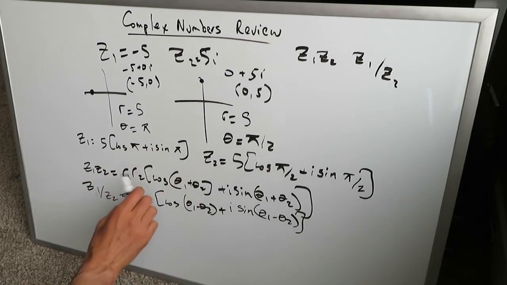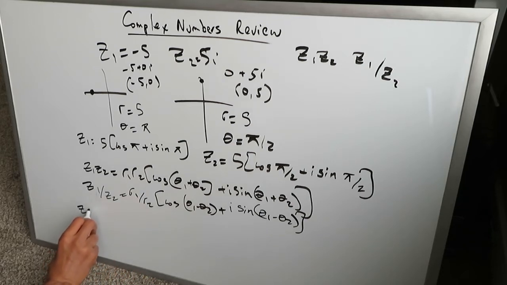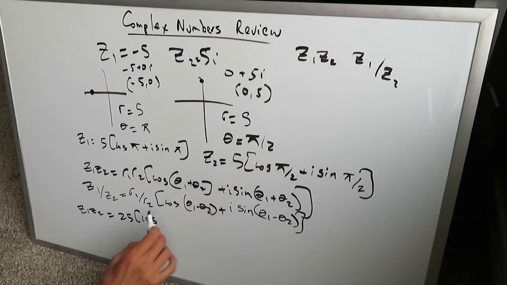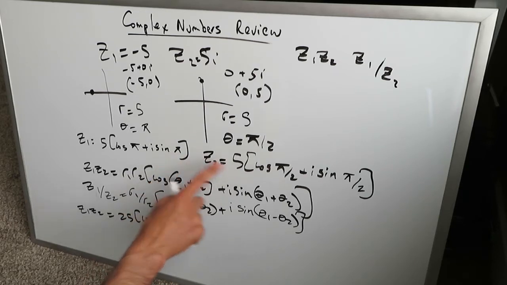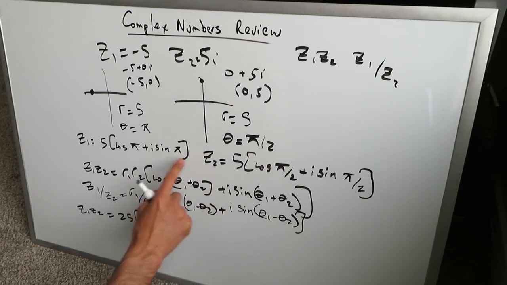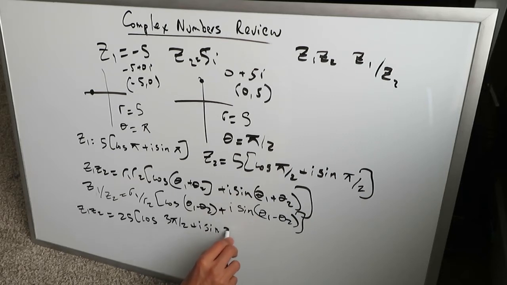We get R1 times R2, 5 times 5, which is 25. So the product of the two complex numbers is 25 times cosine of theta 1 plus theta 2. Pi plus pi over 2 is 270 degrees, right? 180 plus 90 is 270, so 3 pi over 2: cosine 3 pi over 2 plus i sine 3 pi over 2.